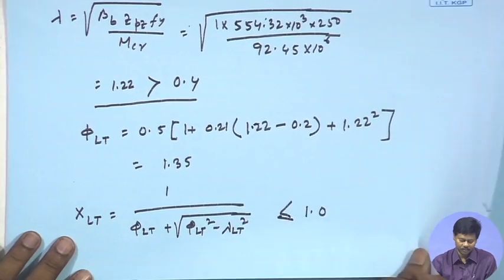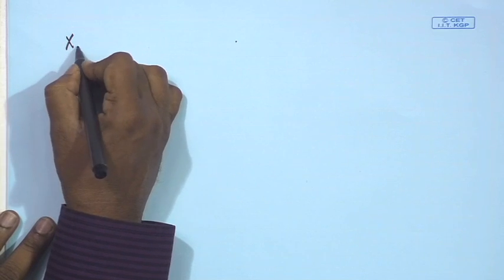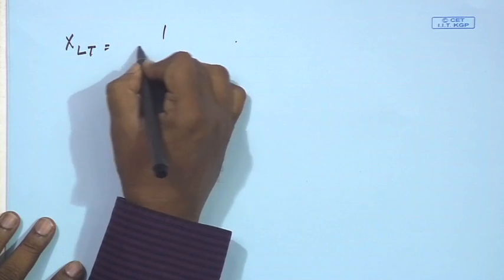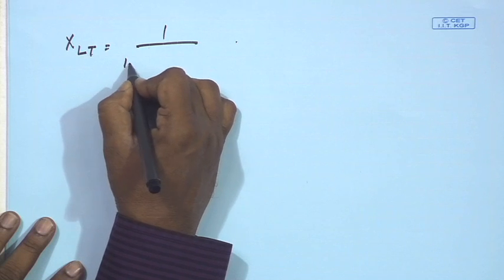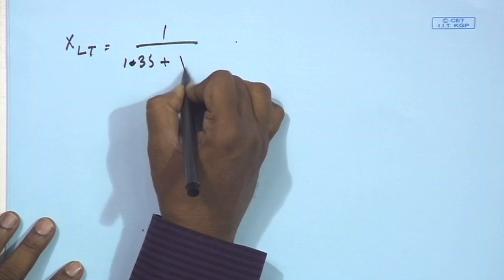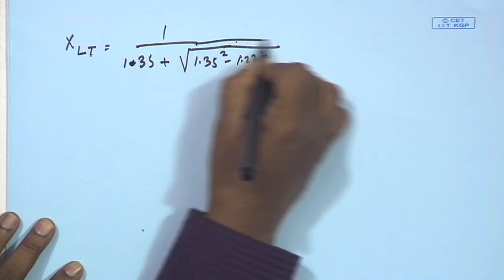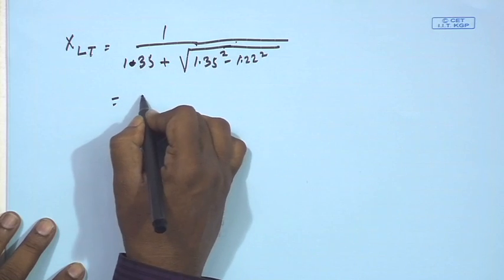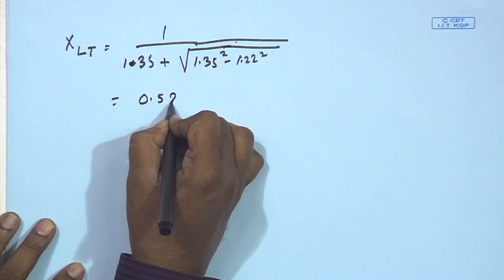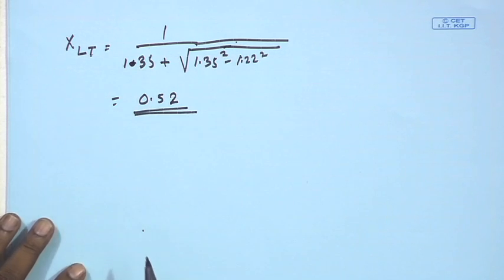So, now if I put the value of phi LT and lambda LT, I can find out the bending stress reduction factor XLT as 1 by phi LT plus square root of phi LT square minus lambda LT square. So, this bending stress reduction factor we could find out as 0.552, right. So, we could see that the bending stress reduction factor is coming 0.52, meaning almost 50% reduction has to be done.